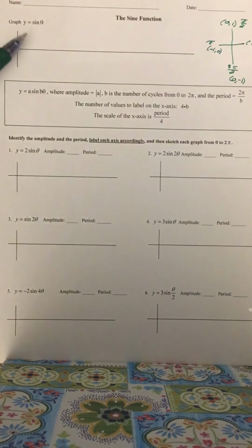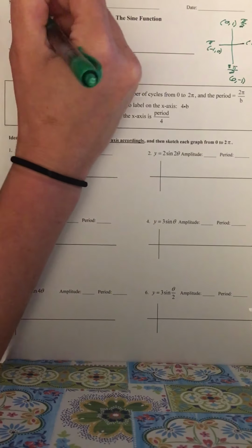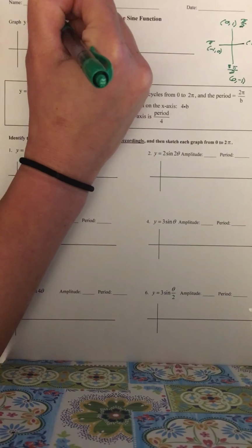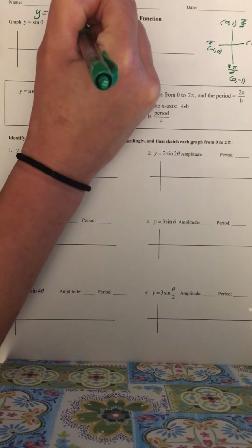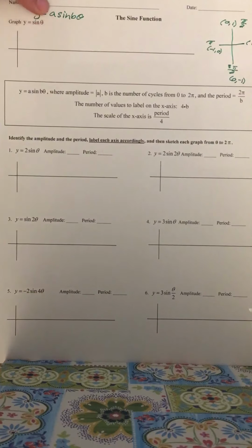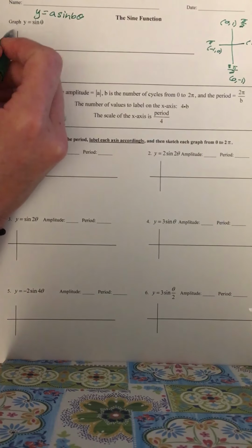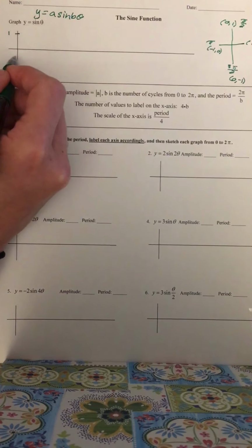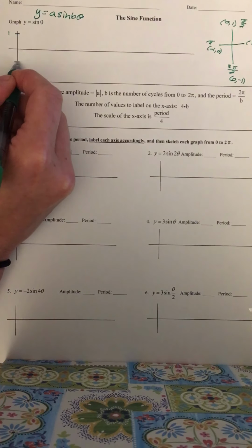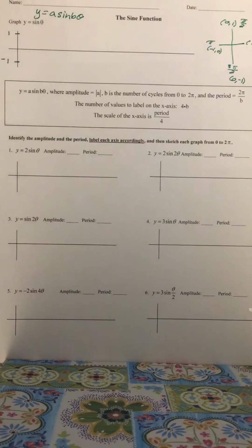This is y is equal to sine of theta, and it's in the form y is equal to a times the sine of b theta. A tells you the amplitude, which is how high or how low the graph goes, and b tells you the number of cycles there are between 0 and 2 pi. So we can see that our amplitude is 1. So the highest our graph goes is 1, the lowest our graph goes is -1.